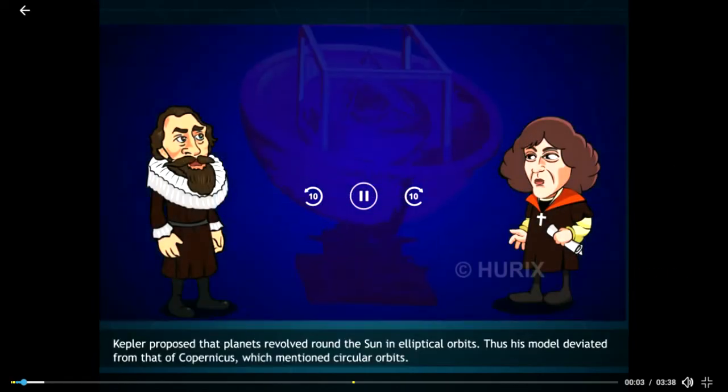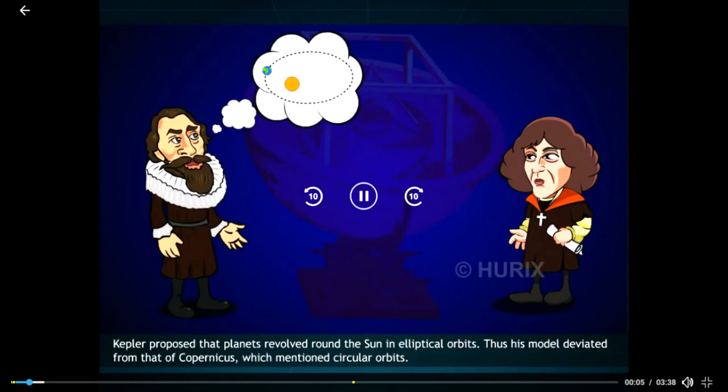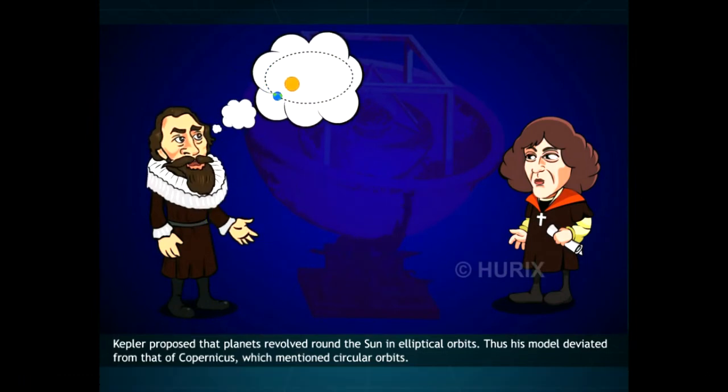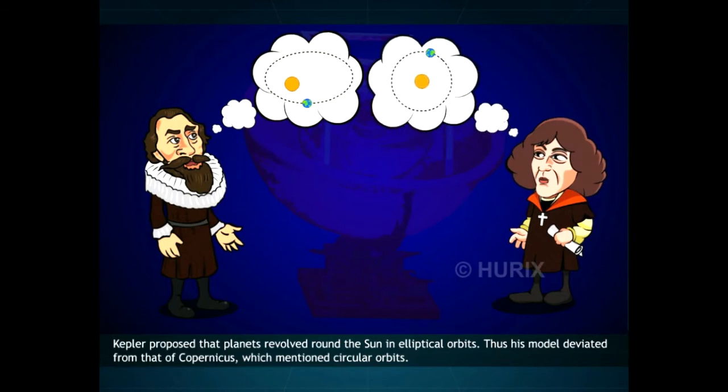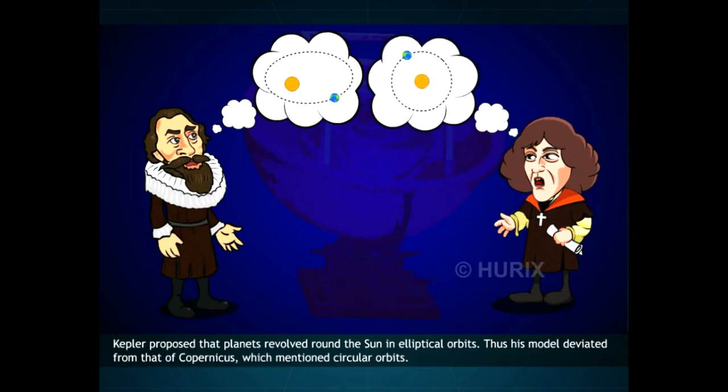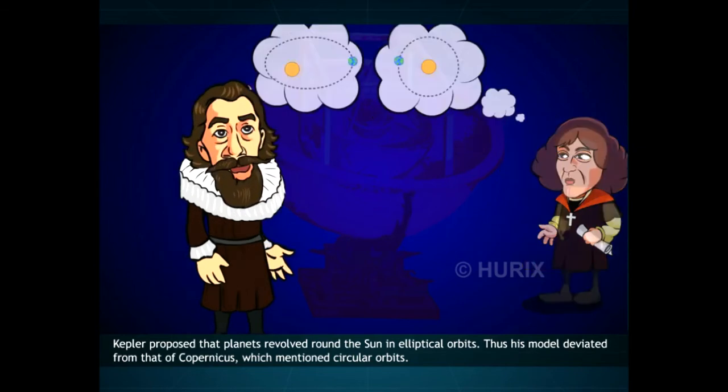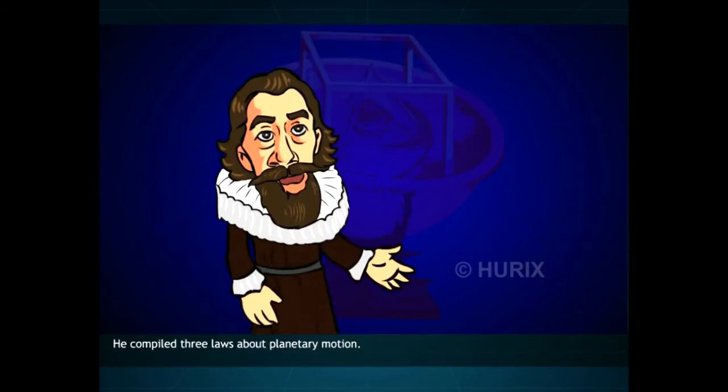Kepler proposed that planets revolve around the Sun in elliptical orbits. Thus, his model deviated from that of Copernicus, which mentioned circular orbits. He compiled 3 laws about planetary motion.